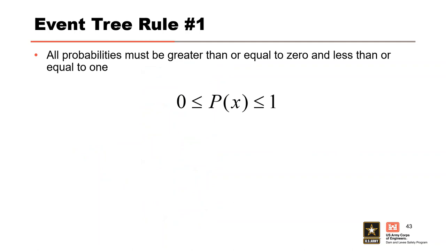Next, we have some rules. Event tree rule number one is pretty basic. All probabilities must be greater than or equal to zero and less than or equal to one.